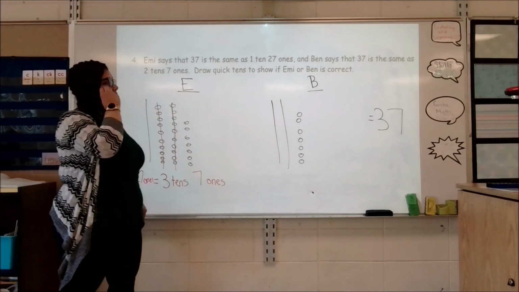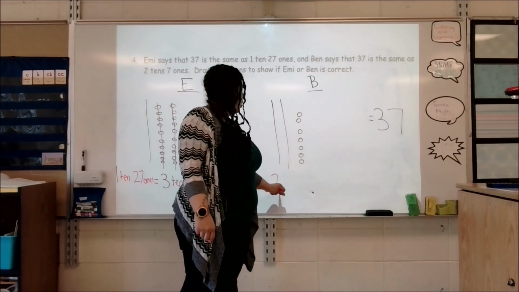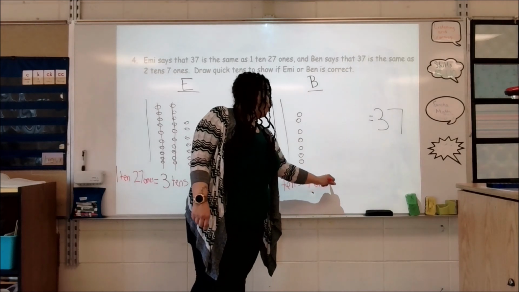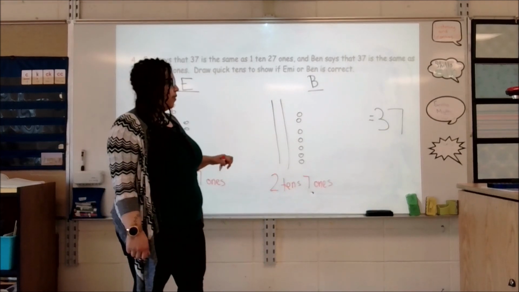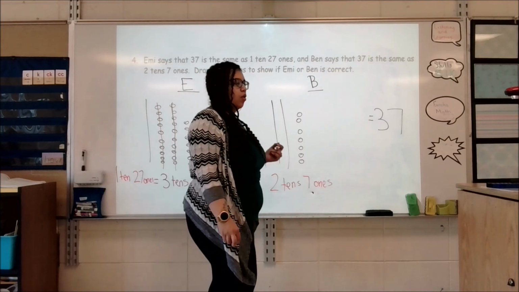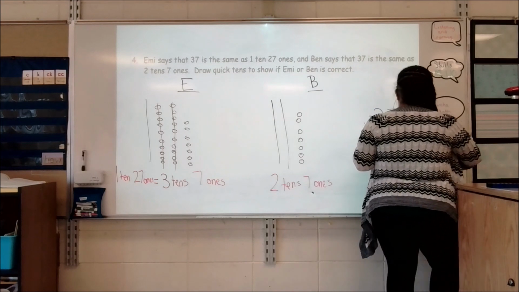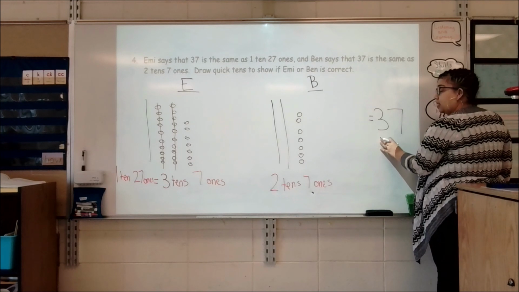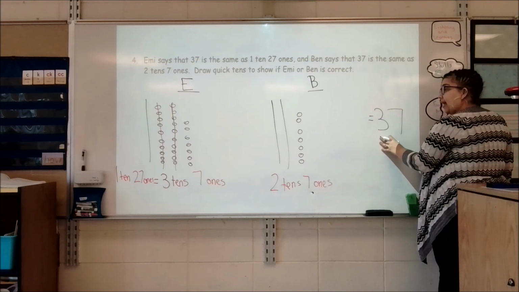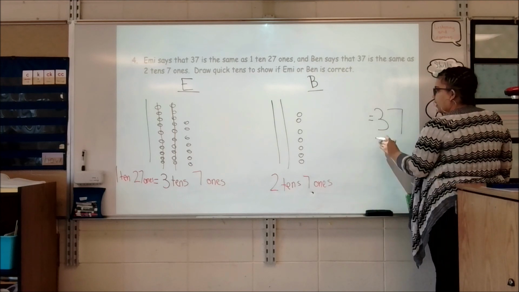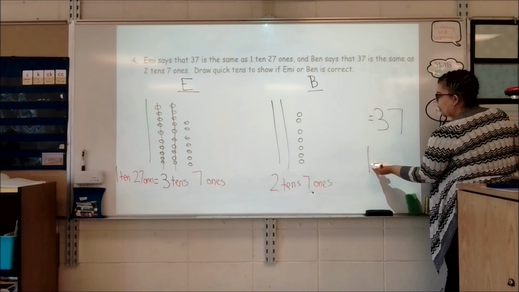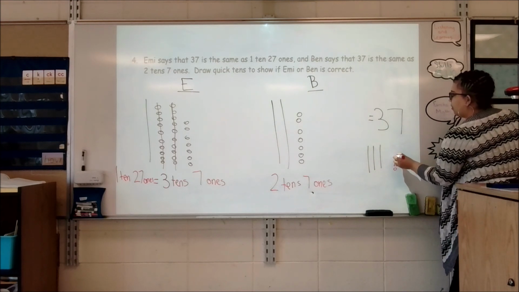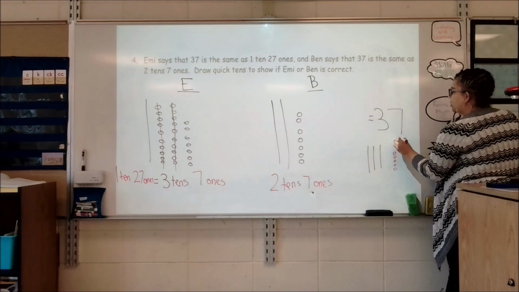Good. So that leaves me here with Ben's 2 tens and 7 ones. Well, they're already grouped. I don't need to do anything. It's already grouped together. But I'm still not sure who's correct, Emmy or Ben. What I do know is I can draw a picture to show this number, and it will tell me which one actually matches. So drawing 3 10s, 7 1s: 10, 20, 30, 1, 2, 3, 4, 5, 6, 7.